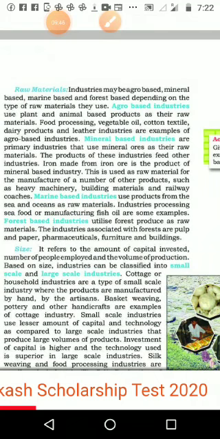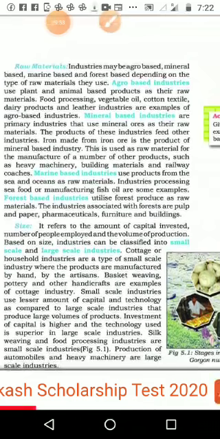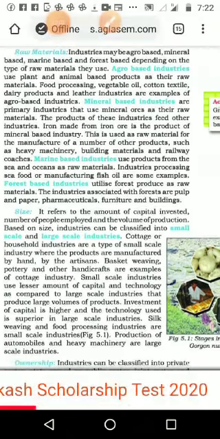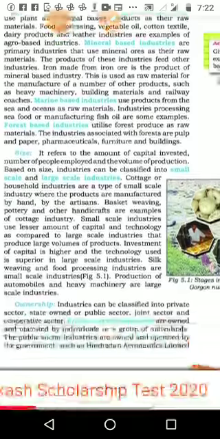Then marine based industries use products from the sea or ocean as raw materials. Industries processing seafood and manufacturing fish oil are some of the examples. Okay, marine means ocean or sea. In sea based industries, we take the raw material from the ocean or sea and we produce something, for example fish oil, like that.